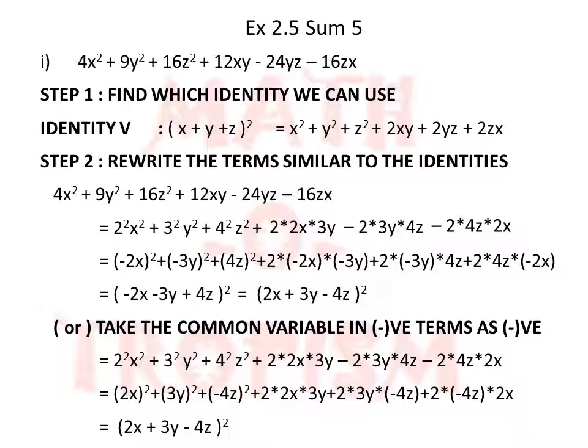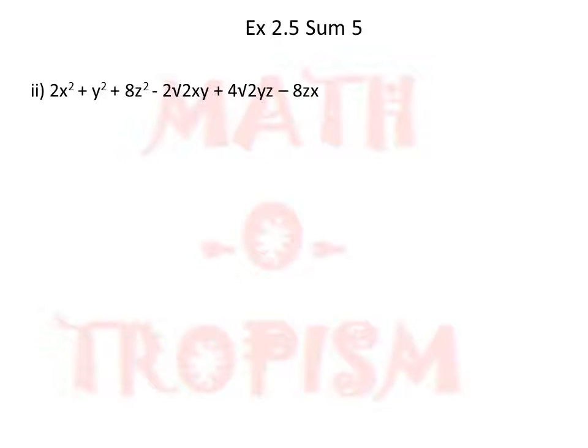So the second sum is 2x square plus y square plus 8z square minus 2 root 2 xy plus 4 root 2 yz minus 8zx. Remember what I told you about the minus term. Here we have the xy term as minus and the zx term as minus. So which is the variable common over here? It is the x term. So in the identity I will be using x as the negative one.